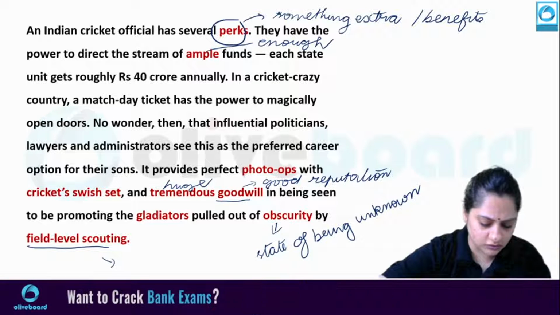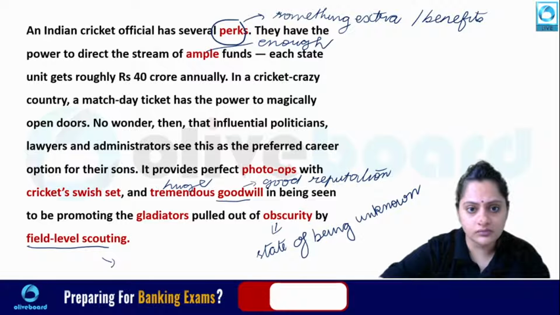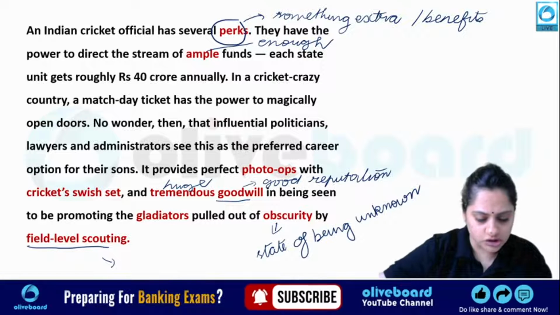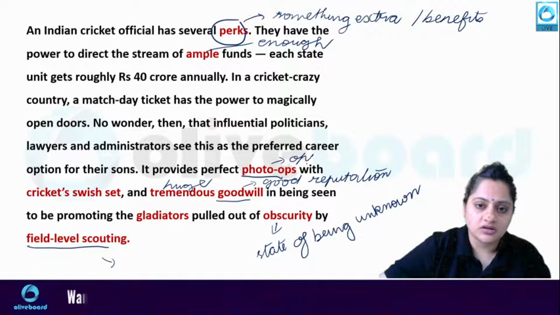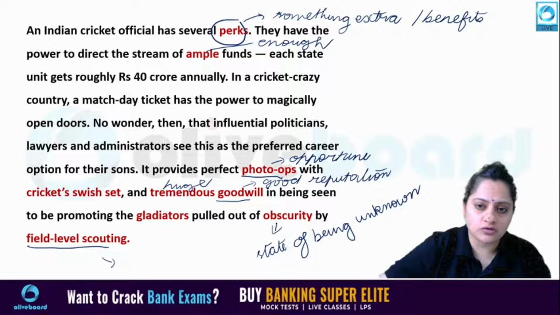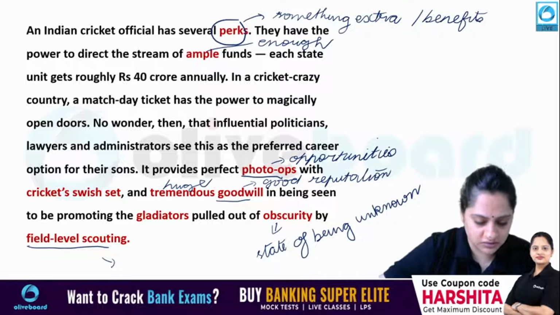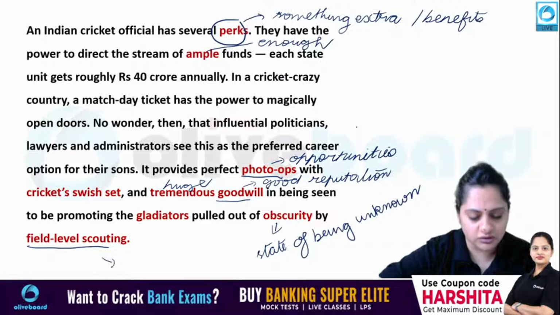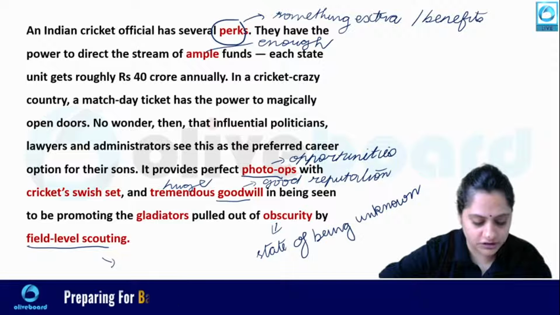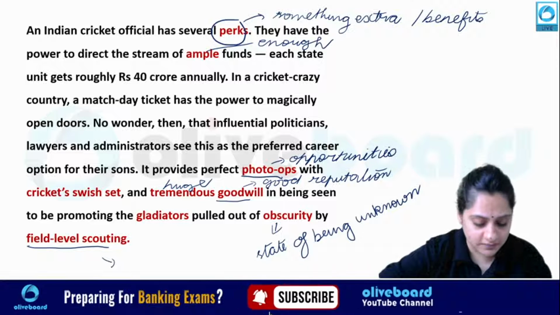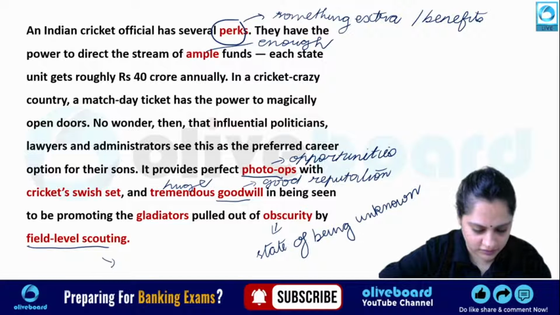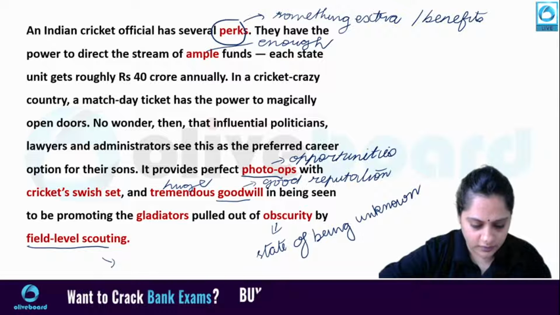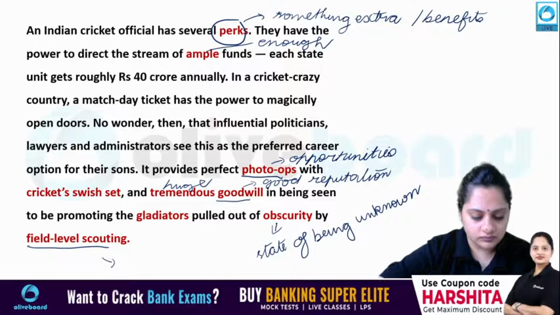Perfect photo ops means short for photograph opportunity. Ops is the short form of opportunity. So it provides them the perfect photograph opportunities. You can take photographs of a politician, a celebrity, or at a very big notable event, right? So that is a photo op. You get the chance to photograph the personalities.